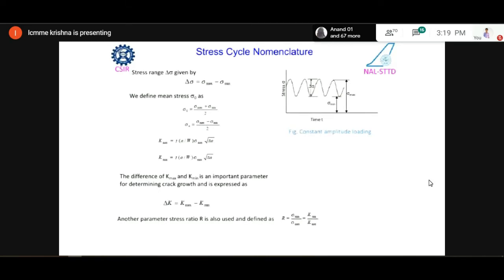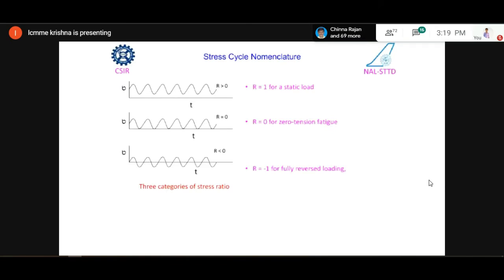From the delta K only we will get the da/dN versus delta K curves. Another parameter is the stress ratio R, which is sigma min by sigma max, or K min by K max. So these are the various parameters one should know for the computation of fatigue. There are basically three types of stress cycles: a static load R equal to 1; R greater than 0 and R equal to 0, zero-tension fatigue; and fully reversible loading, which is usually R equal to minus 1, which is less than 0. These are the three categories of stress ratios which we will be studying.